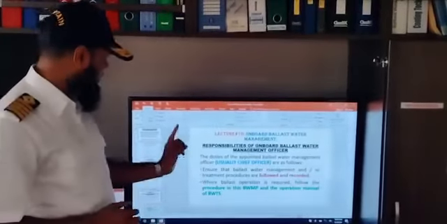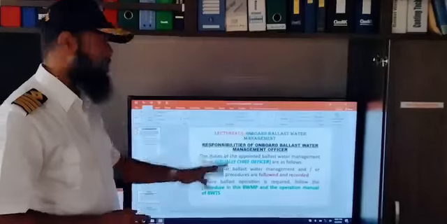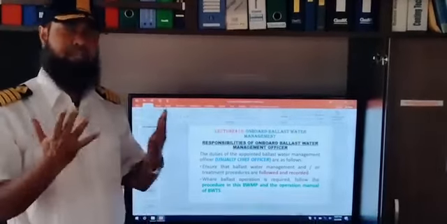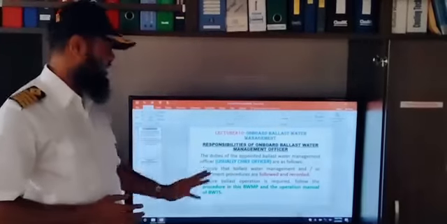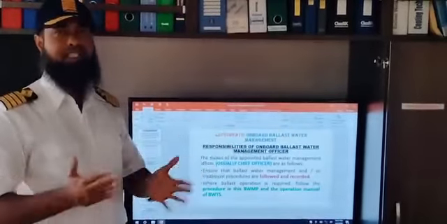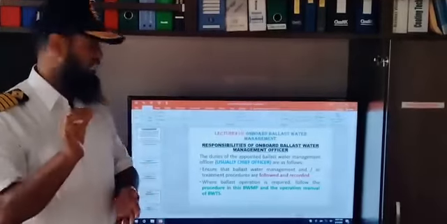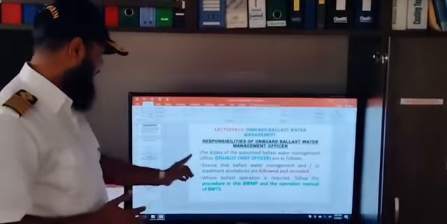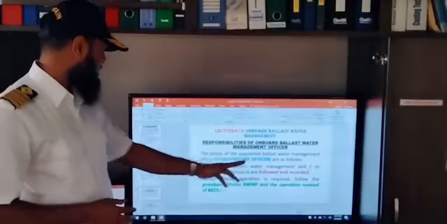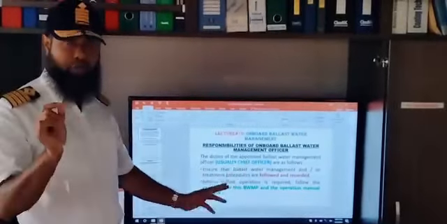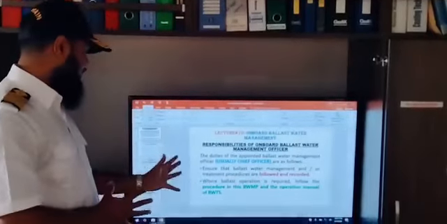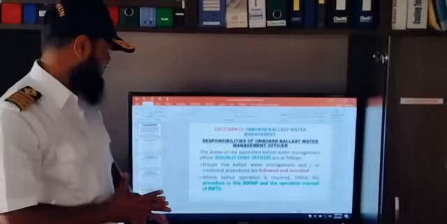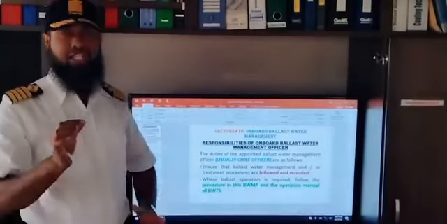Now coming to the responsibilities of the onboard ballast water management officer. The duties of the appointed ballast water management officer, usually the chief officer, are as follows. Ensure that ballast water management and treatment procedures are followed and recorded. Where ballast operation is required, follow the procedure in the ballast water management plan and the operation manual of the ballast water treatment system.